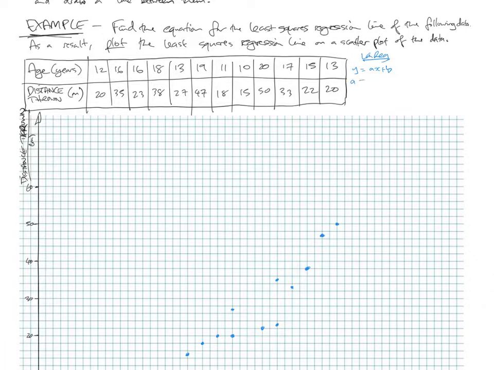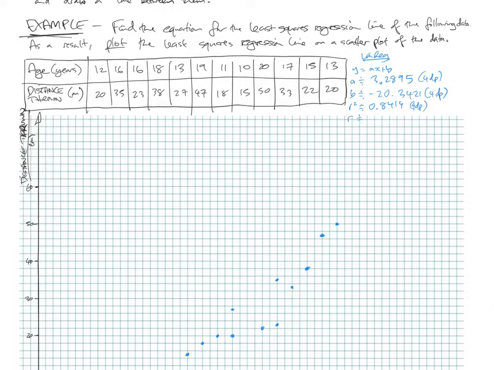It says a is approximately equal to 3.2895 to 4 decimal points. It has a lot more decimal points, but I'm doing it to 4. I suggest you do the same. b is approximately equal to negative 20.3421 to 4 decimal points. r squared is 0.8414 to 4 decimal points.